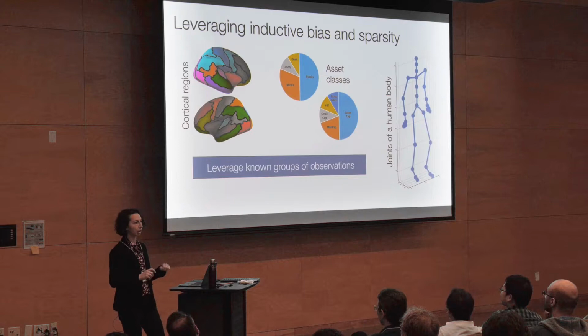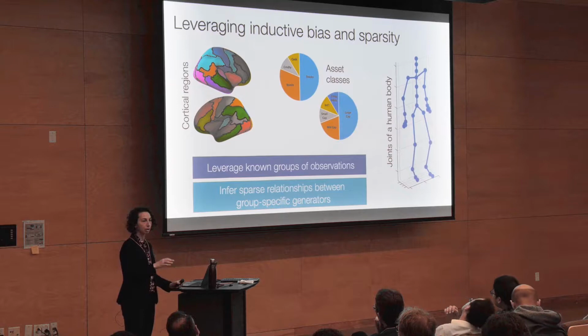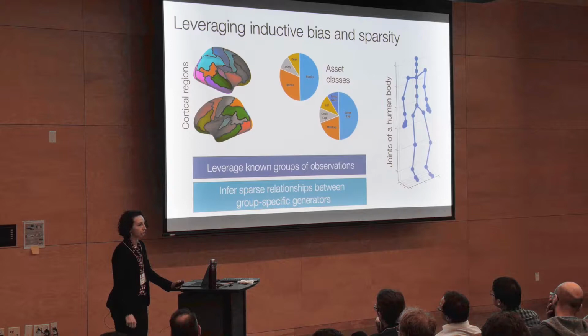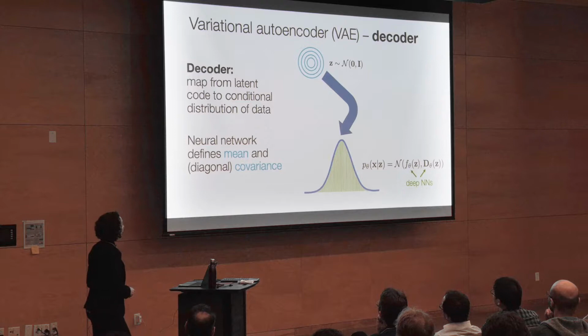Okay, well, what we're going to do in order to incorporate this group structure is we're going to define these group-specific generators in these deep generative models. And for further parsimony, as well as to help with interpretability, we're going to aim to infer a set of sparse relationships between these group-specific generators. Okay, we're going to describe all of this in the context of variational autoencoders, which are a particular class of deep generative models. And VAEs consist of an encoder and a decoder.